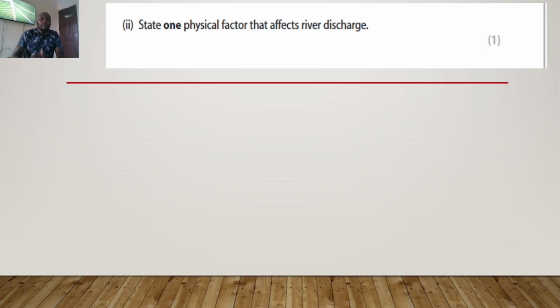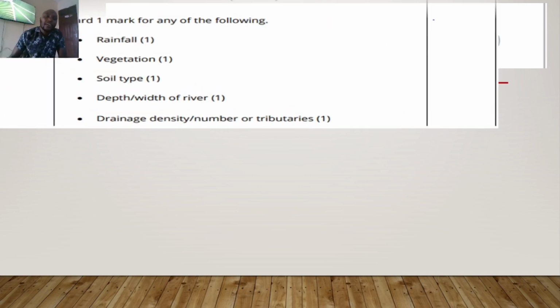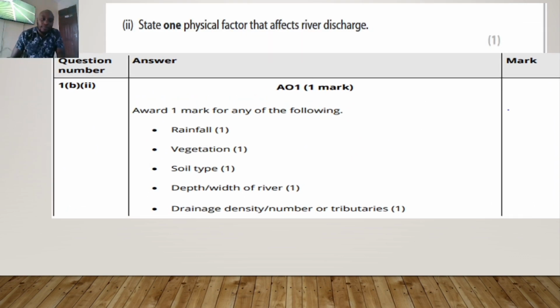Some of these physical factors affect river discharge. Okay, we've talked about them just before. Actually, these are the factors that affect river regimes. Now, look at that. You can have rainfall, maybe a high amount of rainfall. The water will not find enough time to sink into the ground, so it will flow fast to the river and then cause what? High discharge, the river discharge rises steeply. Okay, and that can cause flooding. And the opposite is true.